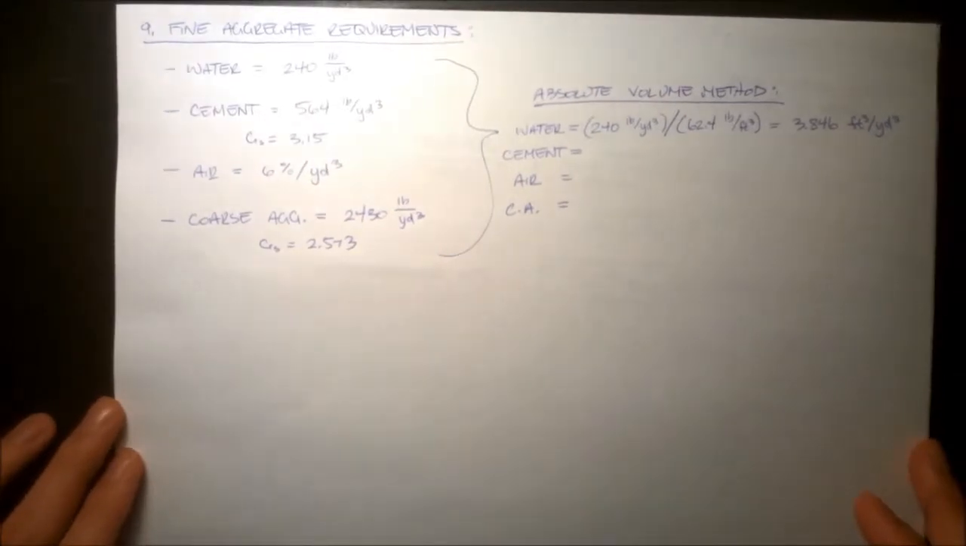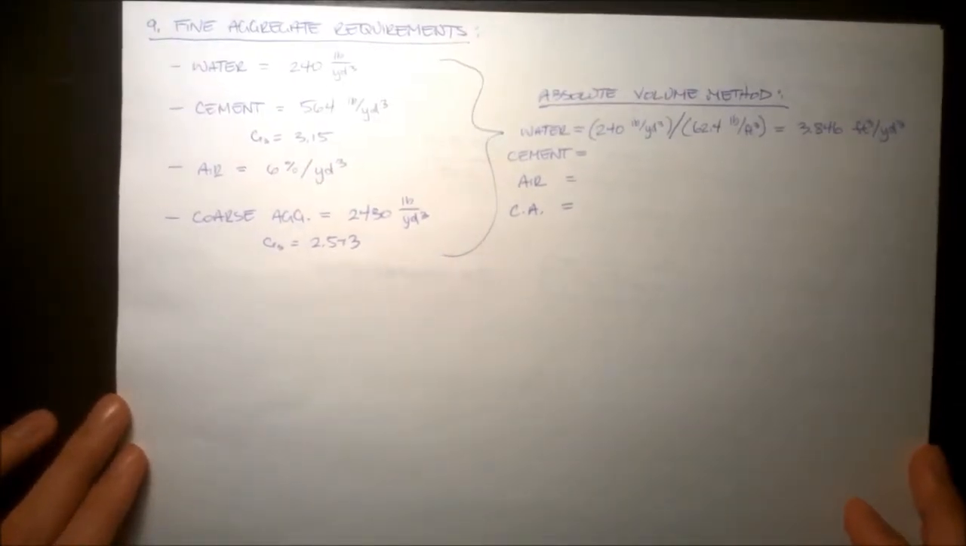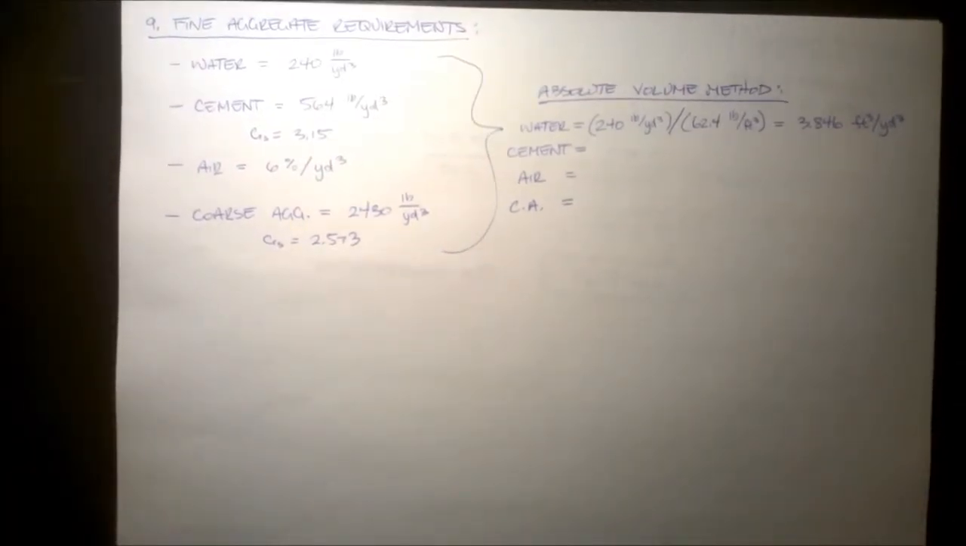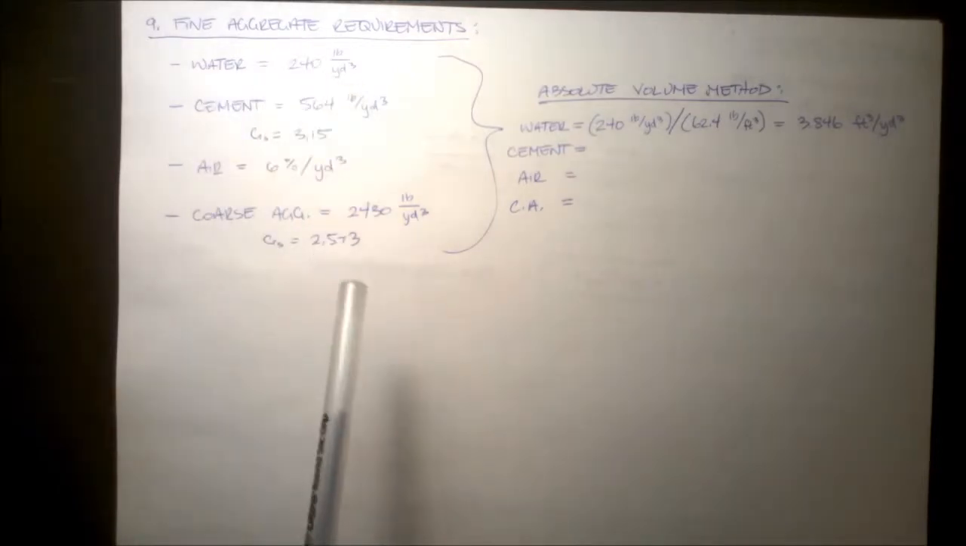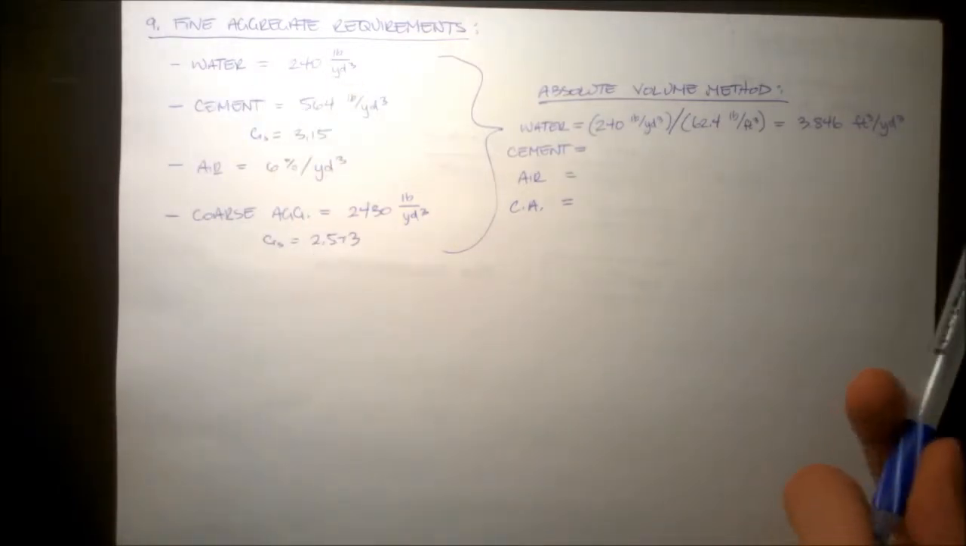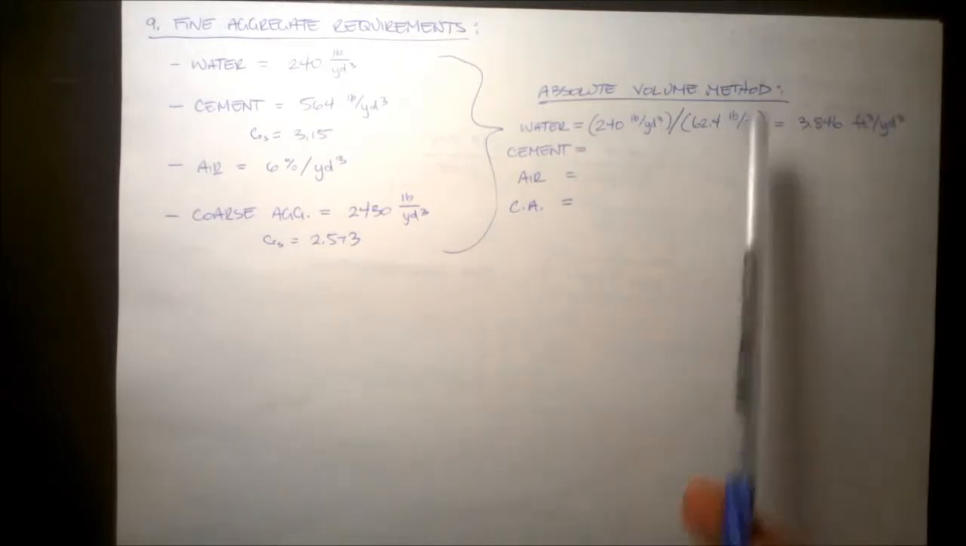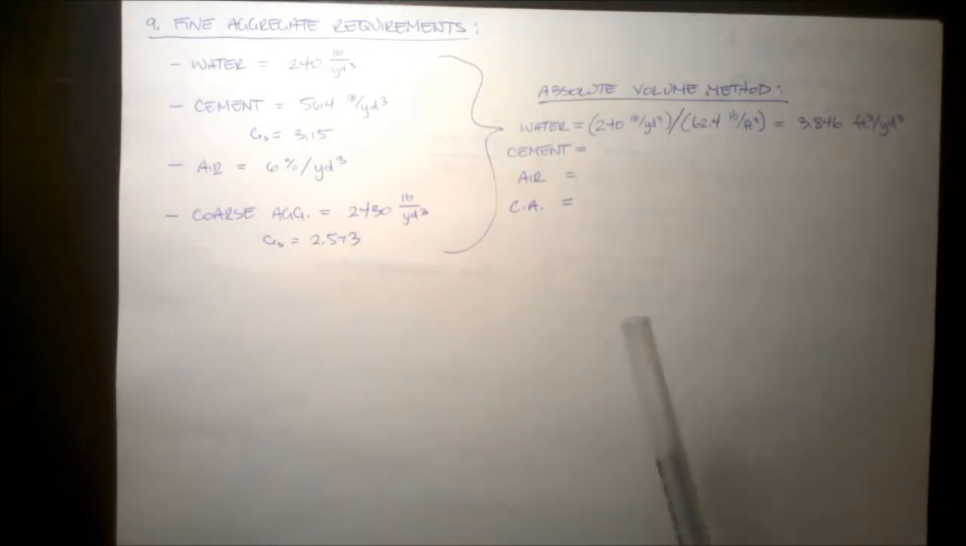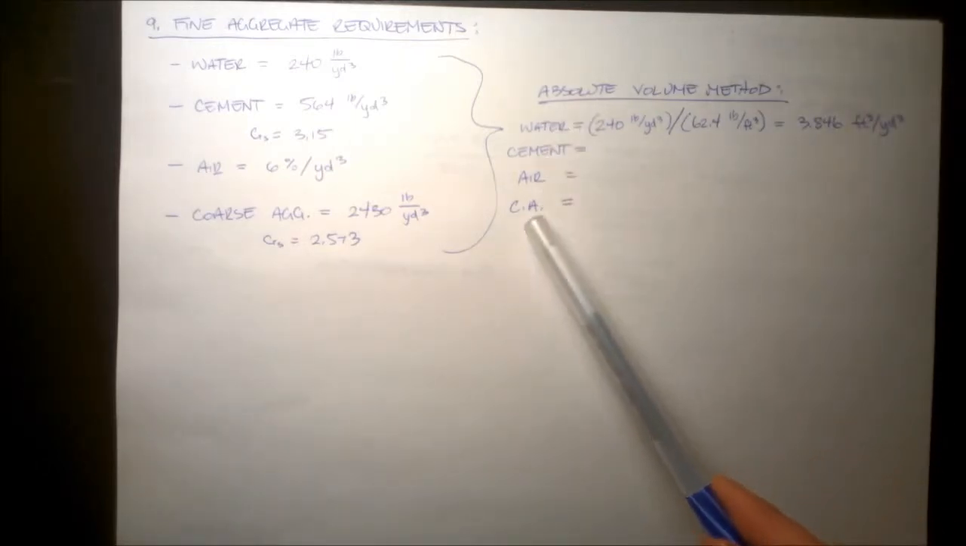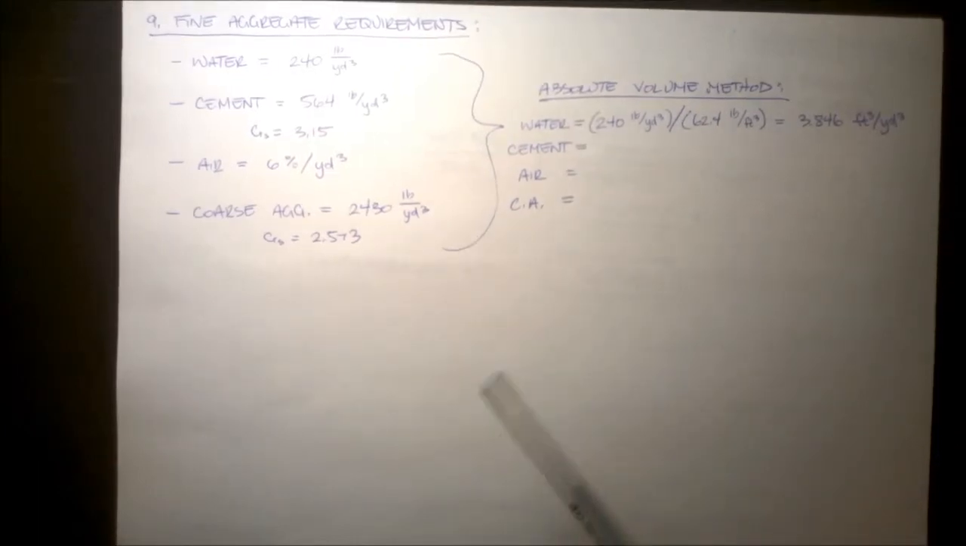All right, so we have the weight of the water we need, the weight of cement, the percent air, and the coarse aggregate. So all that's left is the fine aggregate requirements. To do this, we're going to use the absolute volume method. What this essentially does is turn these weights into volumes, and for 1 cubic yard, we can subtract out what's taken up by these, and what's left over is going to be our fine aggregate.